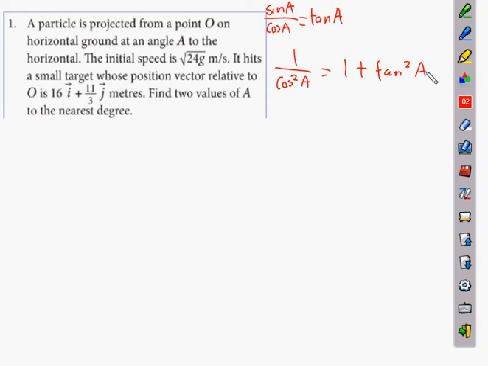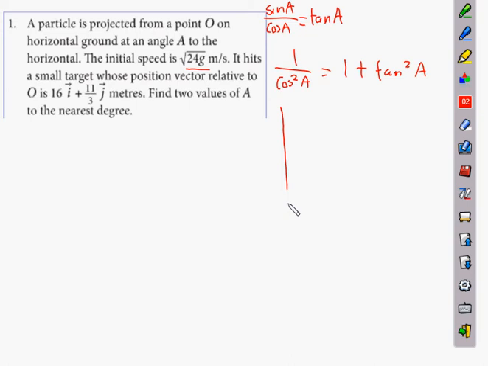Now, a particle is projected from a point O on horizontal ground at an angle alpha to the horizontal. The initial speed is root 24g meters per second. It hits a small target whose position vector relative to the starting point is 16i plus 11 over 3j. Find two values of alpha to the nearest degree.